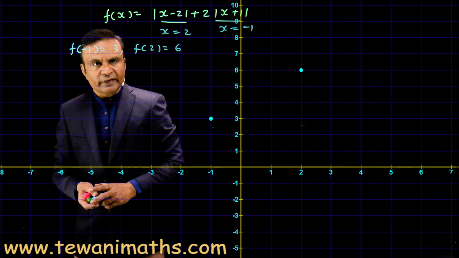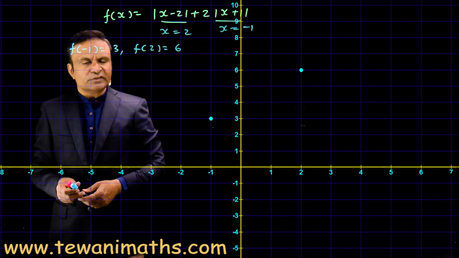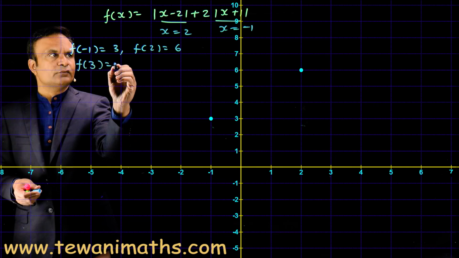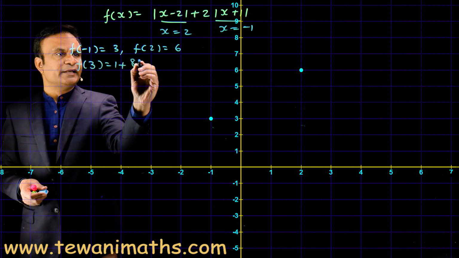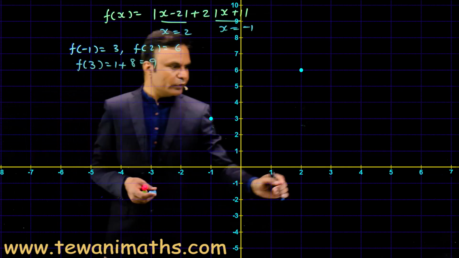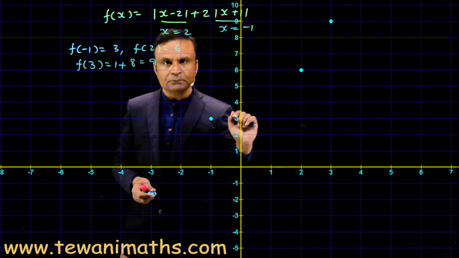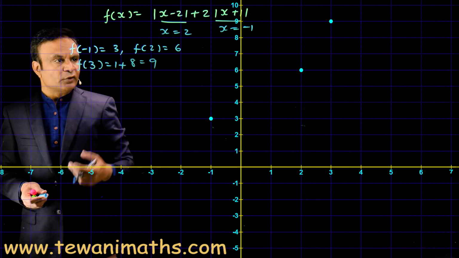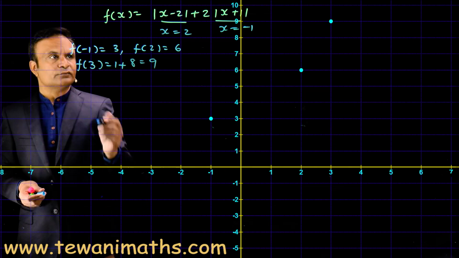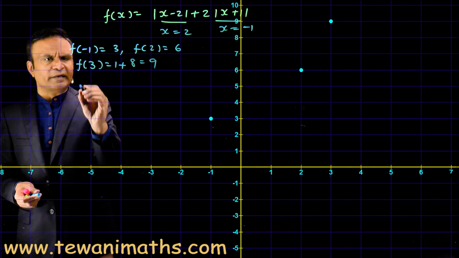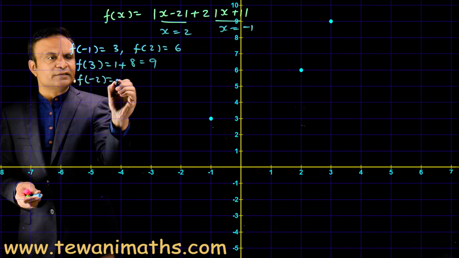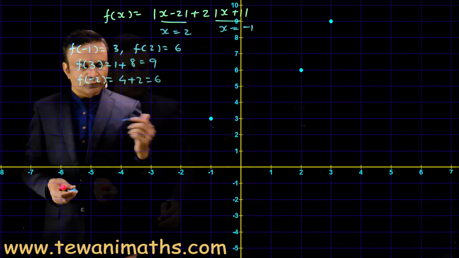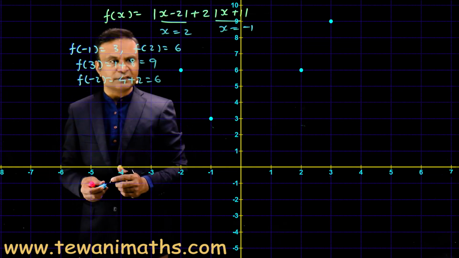We take 2 more points, one for x more than 2, say x is equal to 3. The value of f of 3 is equal to 1 plus 8 is equal to 9. We mark point 3 comma 9 here and consider one more value of x for x less than minus 1, that is x is equal to minus 2. f of minus 2 is equal to 4 plus 2, this is equal to 6. So we mark point minus 2 comma 6.